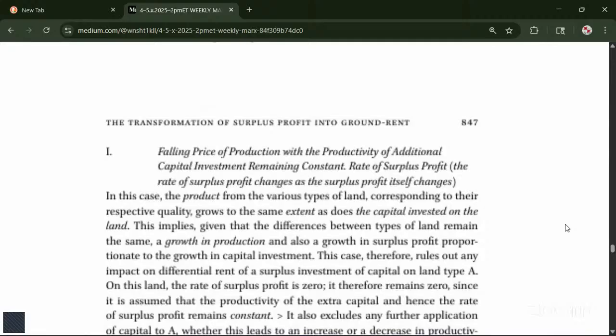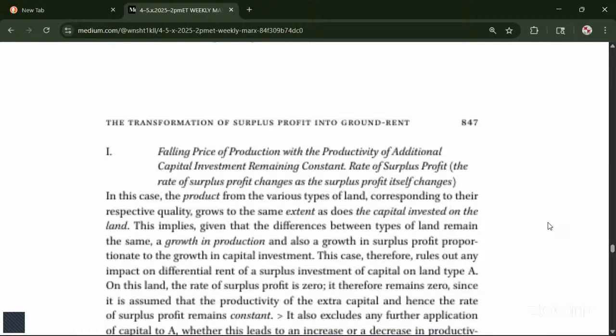In this case, the product from the various types of land, corresponding to their respective quality, grows to the same extent as does the capital invested on the land. Now, this implies, given that the differences between types of land remain the same, a growth in production and also a growth in surplus profit proportionate to the growth in capital investment. This case, therefore, rules out any impact on differential rent of a surplus investment of capital on land of type A.